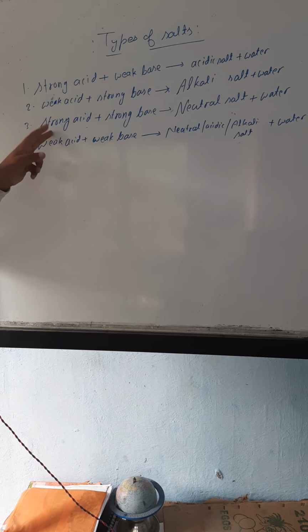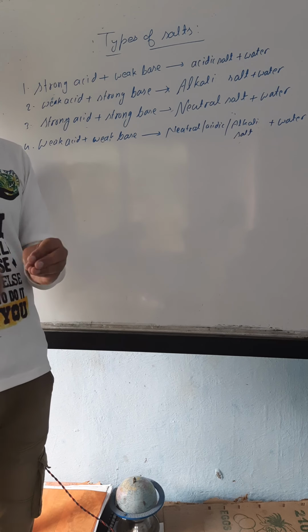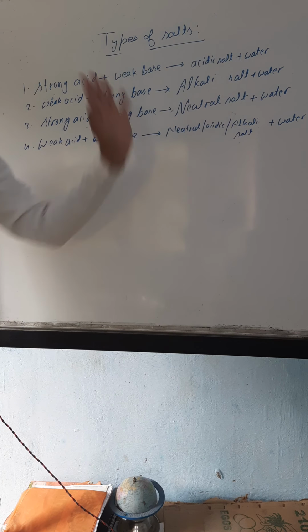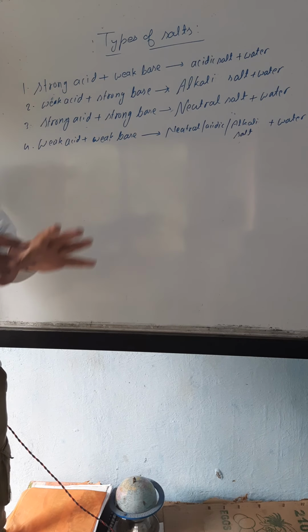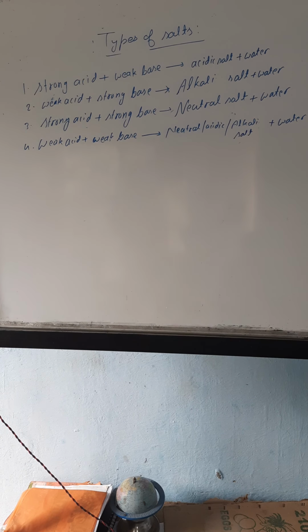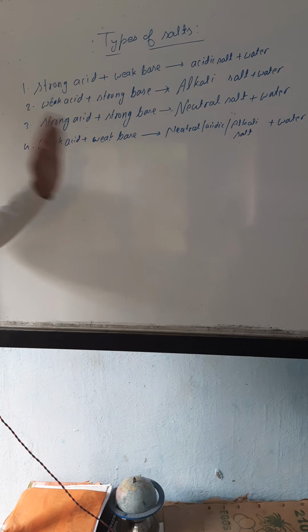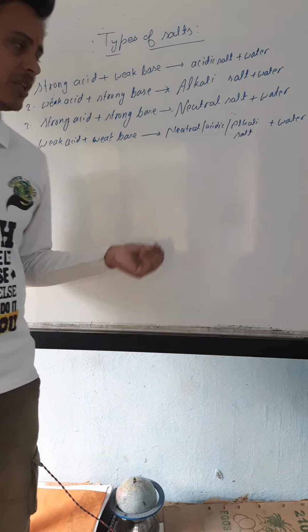Similarly, if you are taking a strong acid and a strong base, both strong, now you will get a neutral salt plus water. And if you are taking a weak acid and a weak base, both weak, then what are you going to get? This is the question for you. If both are weak and they react with each other, what are you going to get?